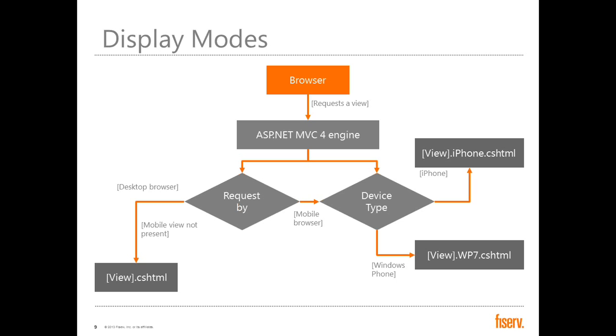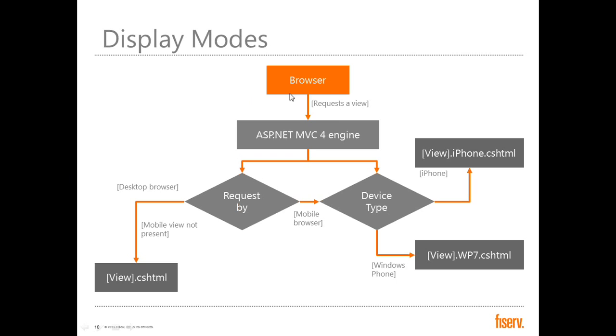And then finally you have the display modes mechanism. What if you have to create views specific to the device? That is, you have to create views specific to the iPhone, views specific to the Windows Phone, or views specific to BlackBerry. So in display modes mechanism, you can write the logic to tell the engine that when there is a request made from a specific device, render that view.